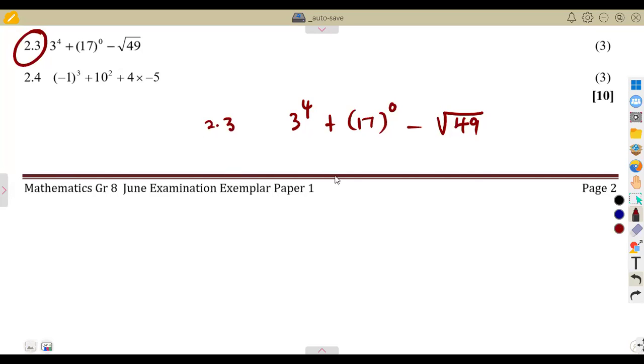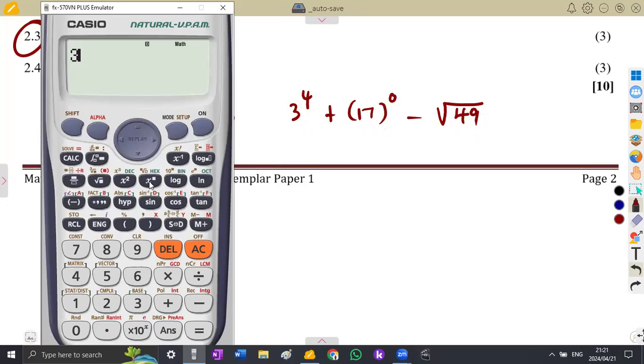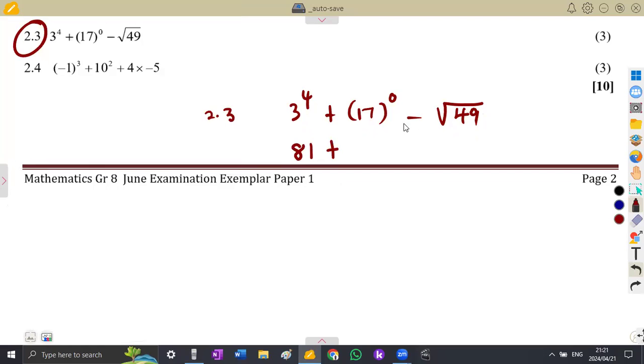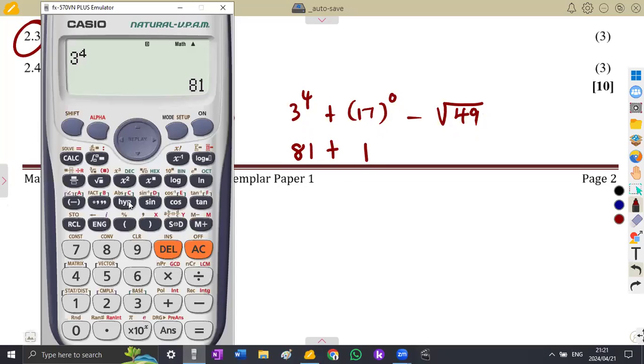You can just simplify each number separately on your calculator. This is what I'm trying to say. Let's say you do not know this. Just take out your calculator. 3 to the exponent of 4 like this. That is 81. So you're going to have 81 plus, remember, any number to the exponent of 0 is 1. But even if you do not know, just use your calculator, 17 in a bracket like this, to the exponent of what? You put the exponent of 0 like this. This is going to give you a 1, even if you do not know that.